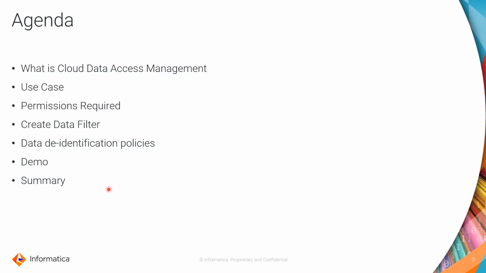Following are the agendas for today's session. Firstly, we'll learn what cloud data access management is, followed by the use case that we'll be taking in this session. Then we'll discuss the permissions that a user needs to configure cloud data access management policies in your org. Going further, we'll be creating a few data filters. I'll discuss more on how we can create a data filter, and what a data filter is in detail, when we go to the specific slide. After that, we'll discuss what data de-identification policies are and how we can create them, followed by the demo and the summary.